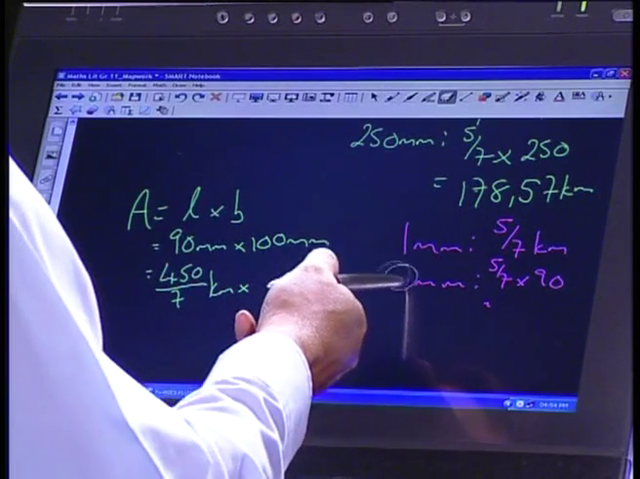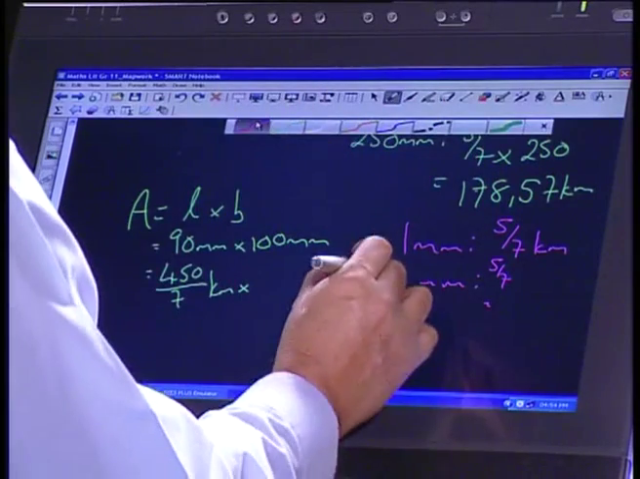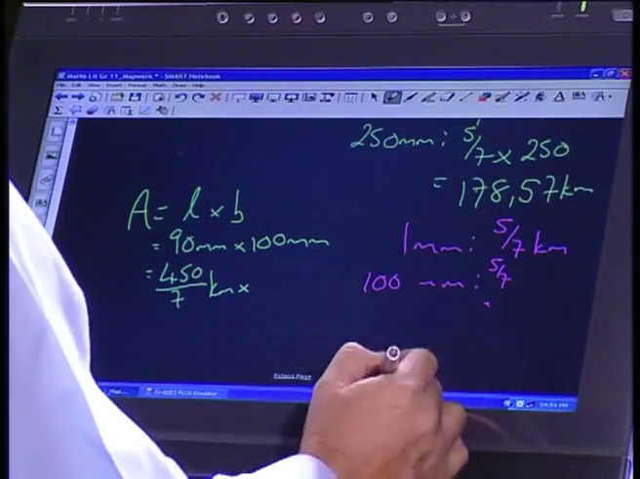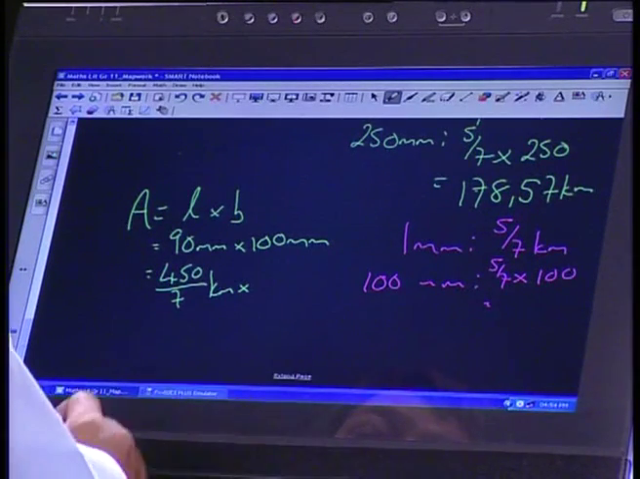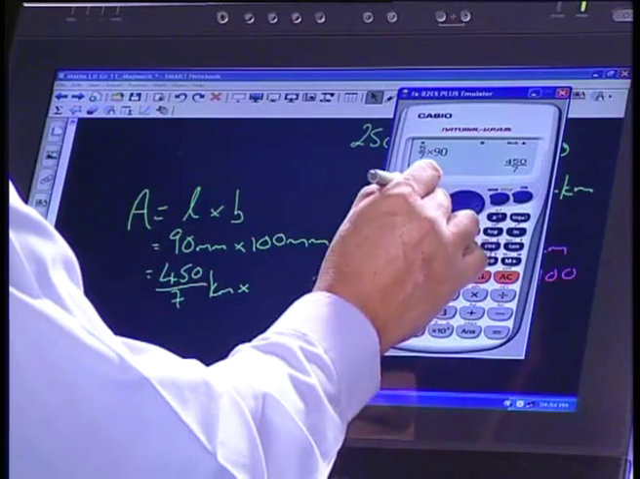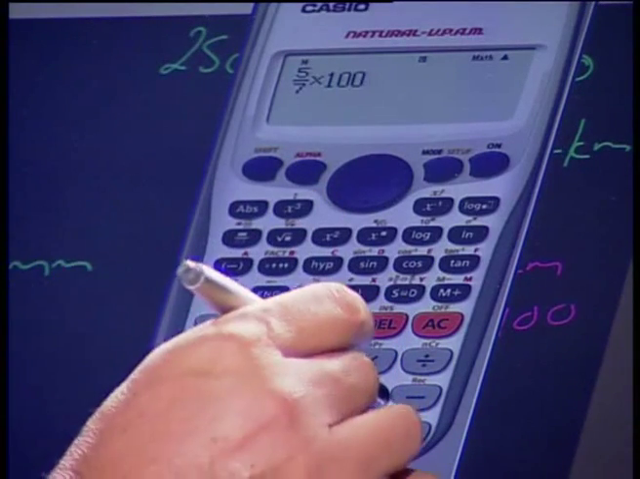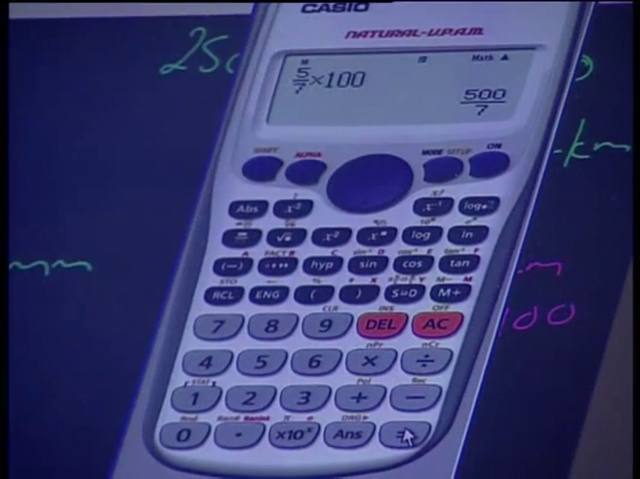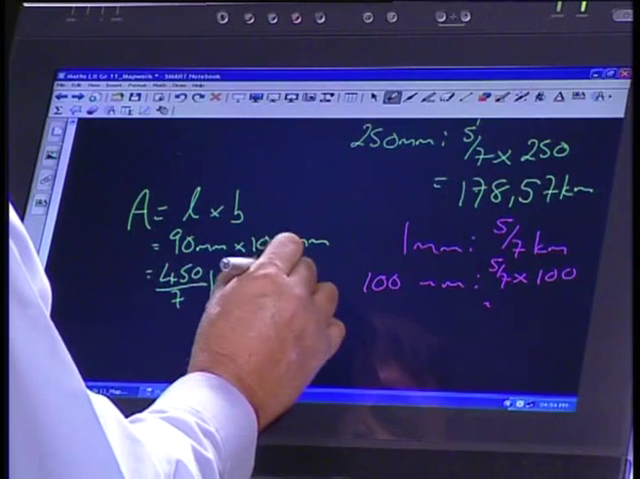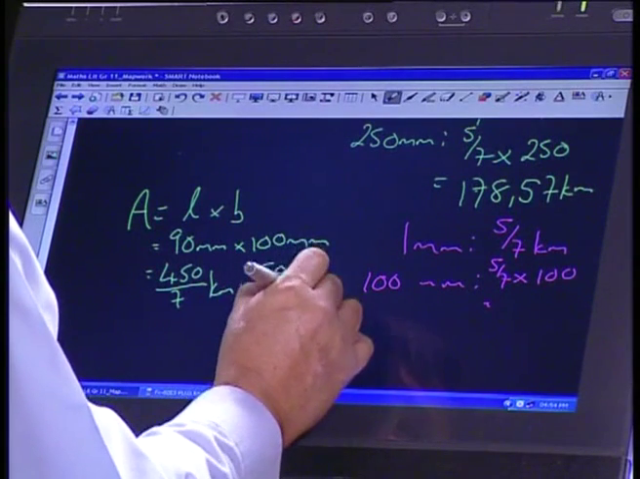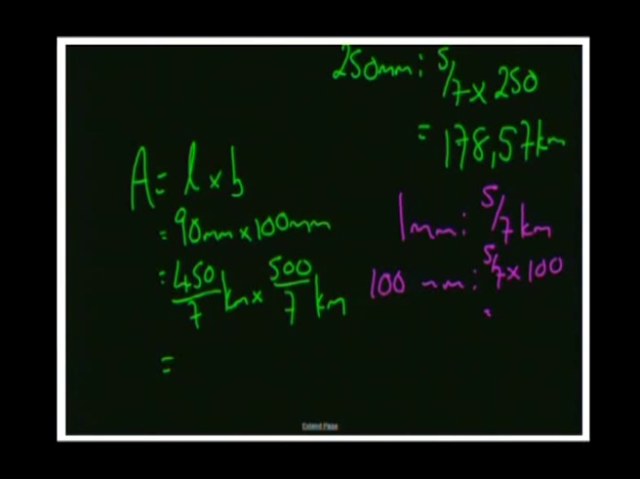Well, let's get rid of this. And let's say, back to our pink color, 100 millimeters must be 5/7 multiplied by 100. Back to our calculator. Let's multiply 5/7 times 100 equals, and we get 500/7. Let's write it down. 500/7 kilometers. Now we're going to multiply those two together.